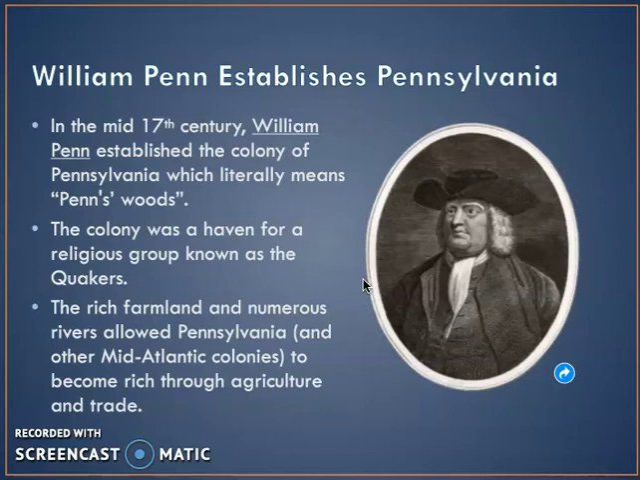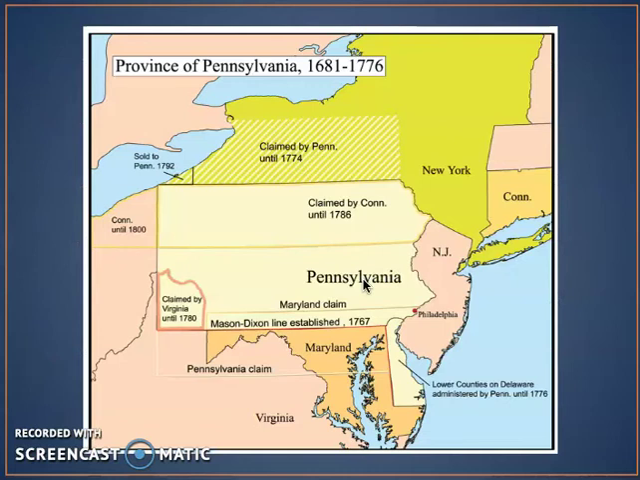The rich farmland and numerous rivers allowed Pennsylvania and other mid-Atlantic colonies to become rich through agriculture and fur trade. And this is the location of Pennsylvania. If you do not know where Pennsylvania is, that is where it's located. And if you look at where Philadelphia is, Philadelphia plays a major role when talking about important cities in the colonies as we go through the American Revolution.